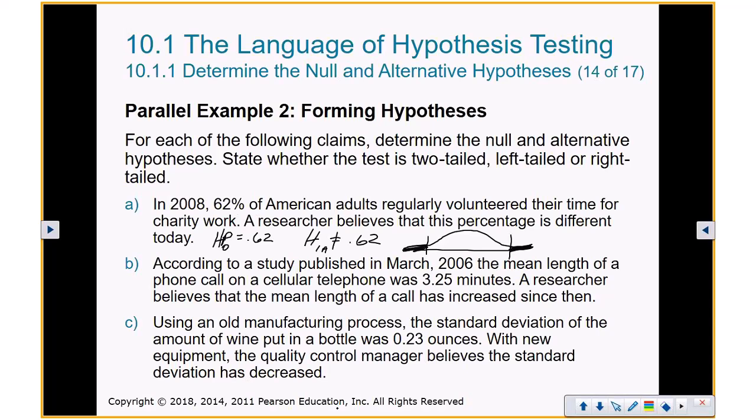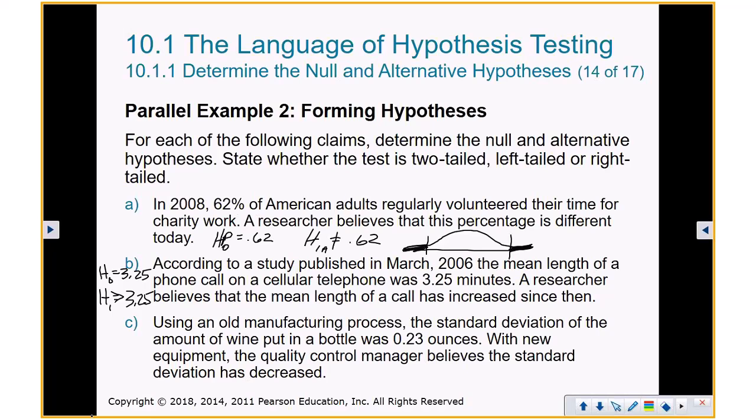So the mean, H0, is equal to 3.25. HA, or H1, I don't care, is equal to what? Not equal, but what? Is greater than 3.25. Okay? And that's the one-tailed test, and it's greater than, so it's on the what? Right. On the right. Using an old manufacturing process, the standard deviation, here we go.